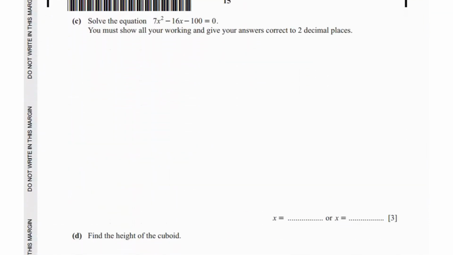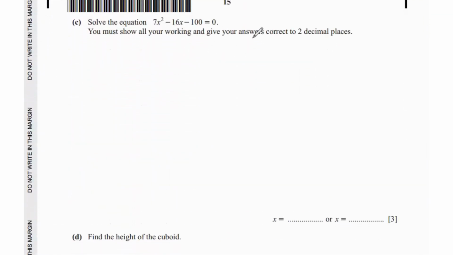And the next part, they're probably going to ask us to solve it. Yep. So it says you must show all your work and give your answer correct to 2 decimal places. That means we'll use the quadratic formula. Whenever they're asking us to solve a quadratic equation and the answer would be given correct to some significant figures or decimal places, you always use the quadratic formula. You don't use splitting the middle term.